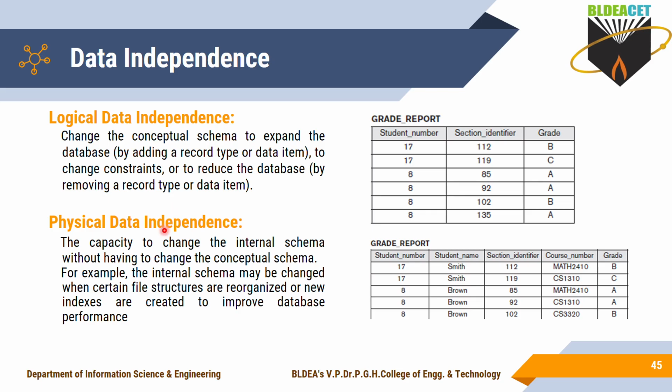Next is physical data independence. You can make changes to the internal schema without having to change the conceptual schema. In the storage structure also you can make changes. You can change the file structure by reorganizing it. For example, if you take these as records, earlier you maintained them like this, and now you want to rearrange those records in the database. Yes, in the file structure you can rearrange, and also new indexes are created to improve the database performance.